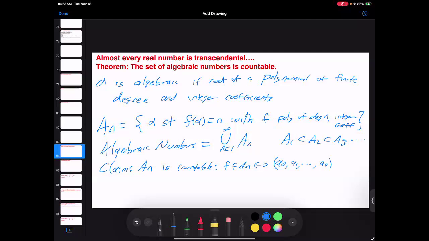How many tuples do I have? I have a tuple with n plus 1 components. If it just had one component, it's just equivalent to the integers. That's countable. If it's two components, it's a product of two countable sets. It's still countable. If I have 3, countable. If I had 4, countable. So there's only countably many tuples. So the number of tuples is countable.